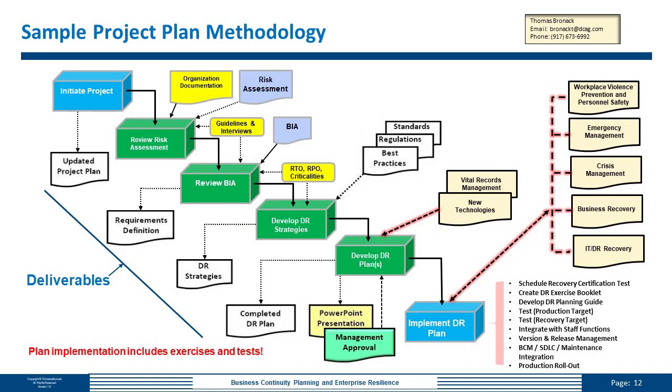6. The final step in this process is to implement the recovery plan. This is accomplished by: A. Scheduling a recovery certification test. B. Creating recovery exercise instructions. C. Developing a recovery planning guide. D. Defining the production test environment.